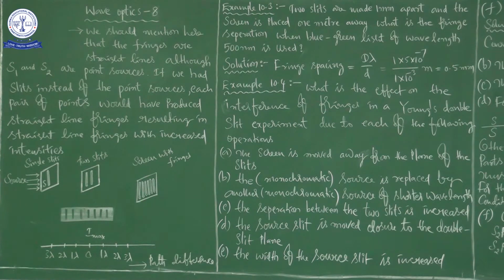I already told you when S1P is equal to S2P, so you can say that S1O is equal to S2O. Then we can see a bright central fringe. Afterwards, if the difference between S1P and S2P is an integral multiple of lambda, you can see the bright fringe. If it is an odd integral multiple of lambda by 2, you can see a dark fringe.